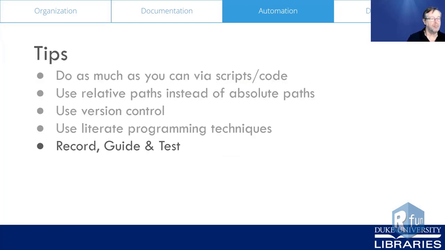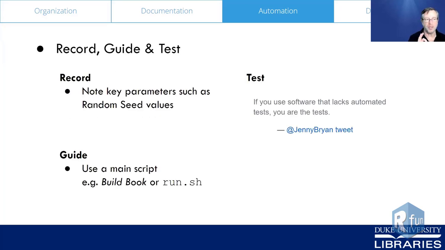Okay, record, guide, and test. Couple little things. If you're using, for whatever reason, some kind of random number generator, and you're setting seed parameters, make sure you record those. I mean, ideally record that. Of course it's in your script, but record it in your literate code, put it in your README file, whatever.